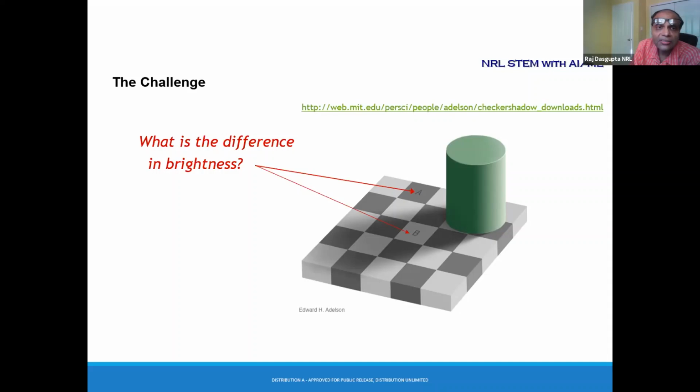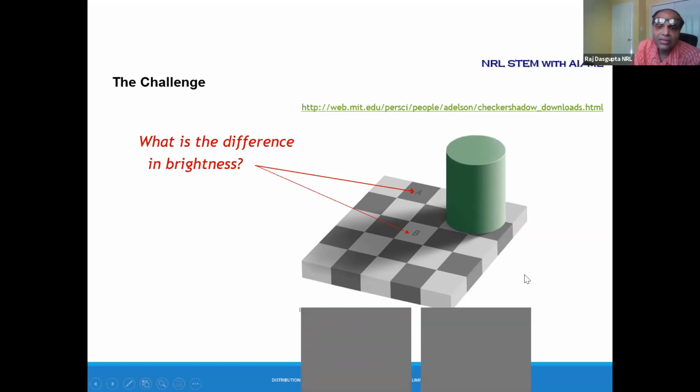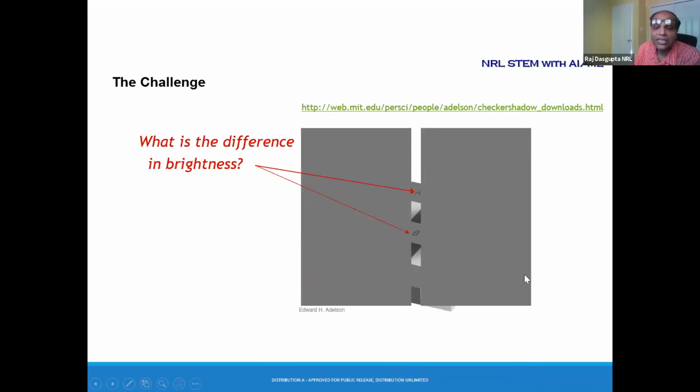Okay. Now let us see what tricks our vision plays. Let's put two bars on top of the green cylinder out there. And as you can see, I have not changed the squares out there. I have not changed the checkerboard. But now, as you can see, due to the tricks our eyes played, A and B are both the same color. Basically, they are both the same brightness.